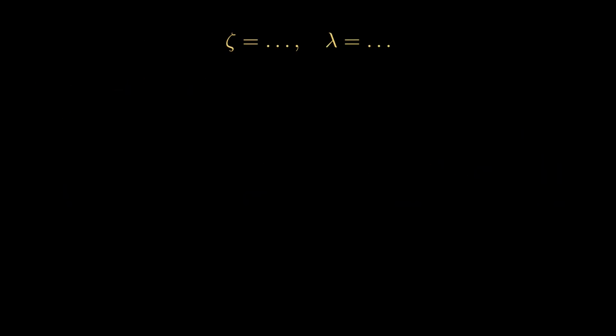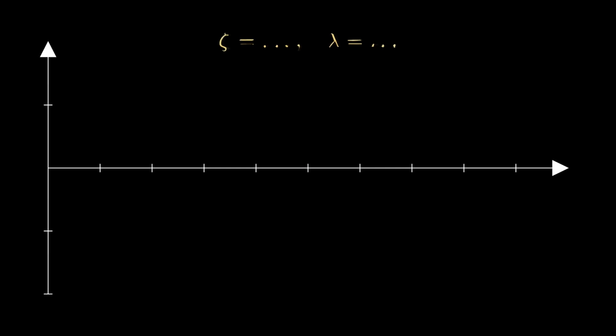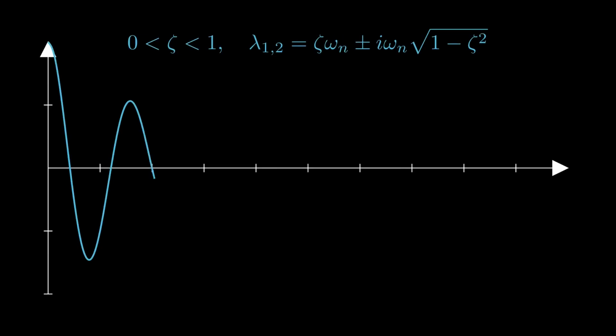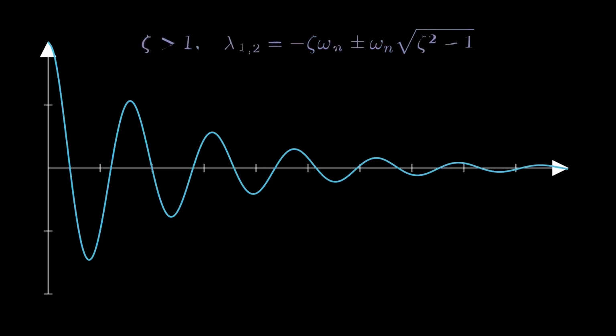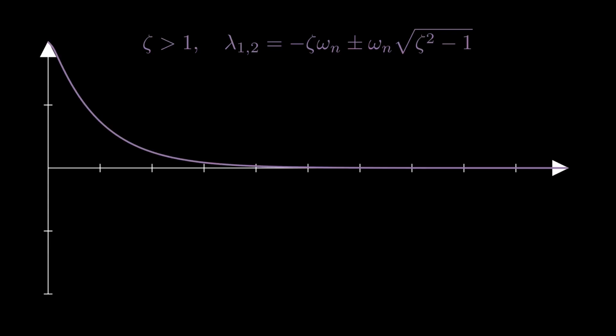Depending on the value of the damping ratio zeta, there are three possible scenarios. If the damping is light, we get complex roots, resulting in an underdamped system that oscillates back and forth before coming to a standstill. A heavy damping leads to zeta greater than 1. We get distinct real roots, creating an overdamped system that sluggishly creeps back to equilibrium.